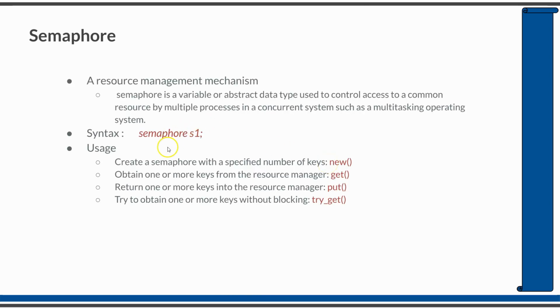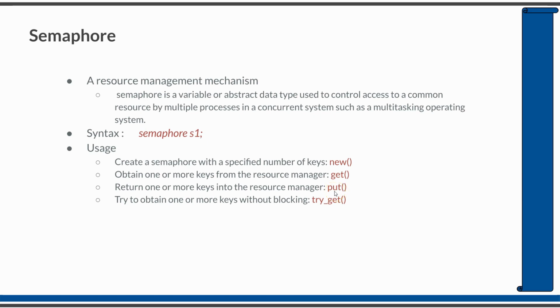Here is the syntax to use a semaphore in SystemVerilog: semaphore, then the semaphore name. In order to use a semaphore, after declaring, you first need to create the instance of the semaphore using the new function. After that, any client requesting that semaphore can get the semaphore by using the get function, and after completing its consumption, it can return the key back to the resource manager by using the put method. So new, get, and put are the functions used along with semaphore to manage resources.